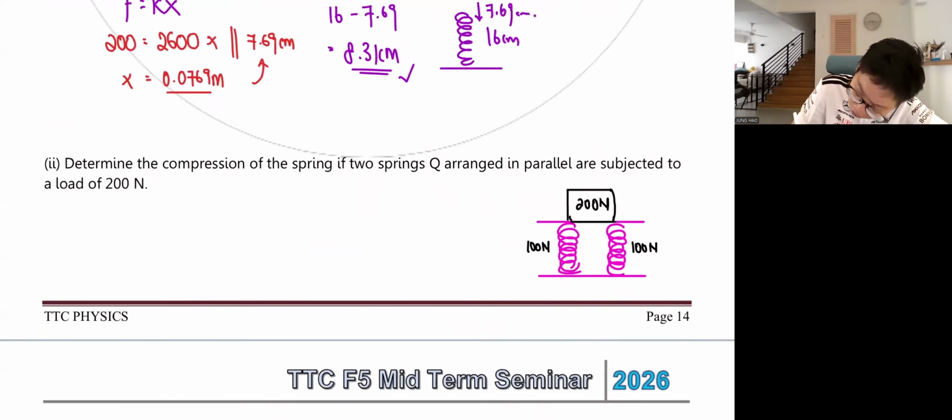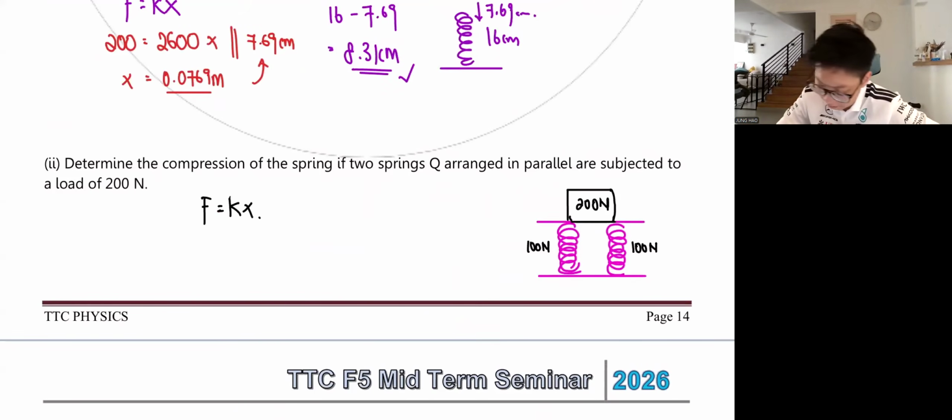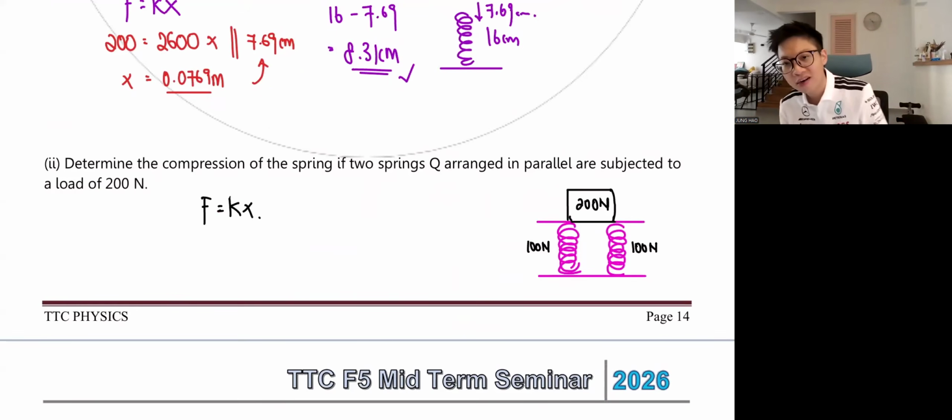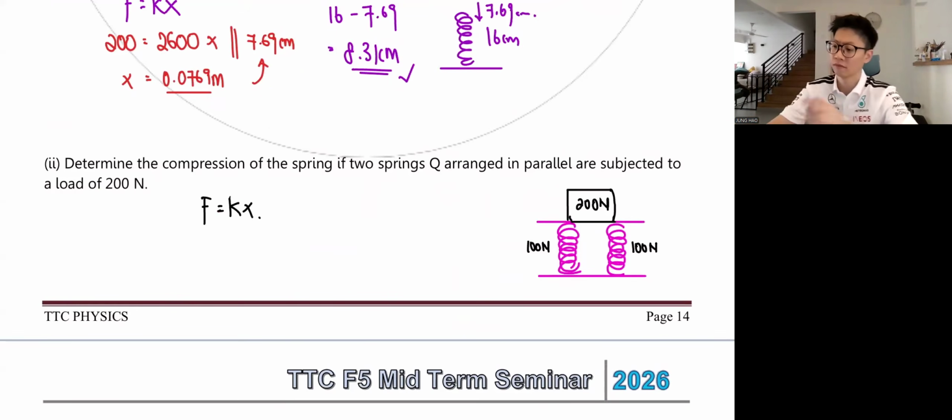Okay, so now we have F equals Kx. Can you just calculate for me? What is your final answer?